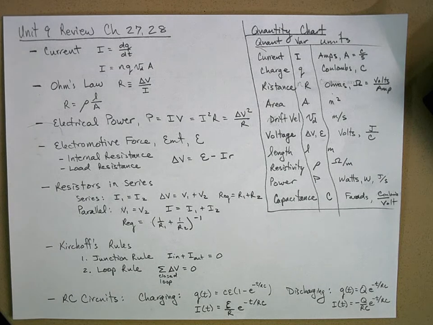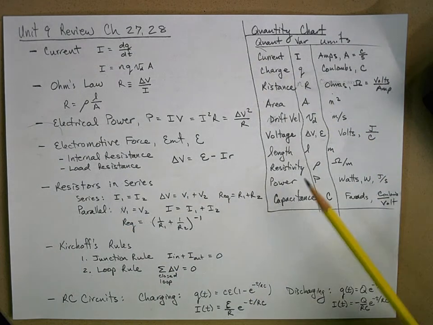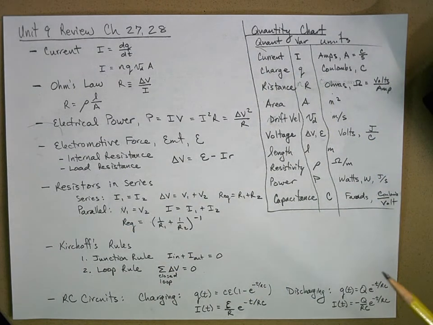All right, here is your Unit 9 exam review. That's for chapters 27 and 28, where we deal with current for the first time. And what you see here is a breakdown of everything that I think you should know from this unit.